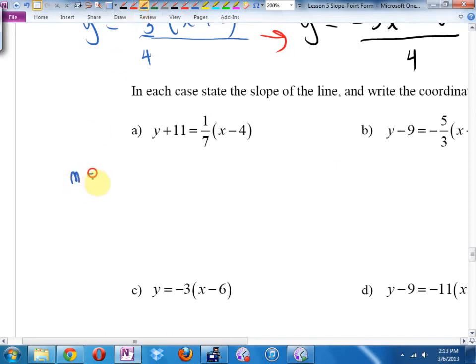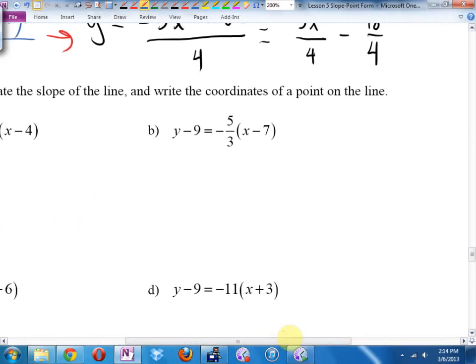What's the slope? 1 over 2. And let's call the point P for point. What are the coordinates of the point that it goes through? Now this is where it gets tricky. Positive 4, negative 11. Opposite, opposite.